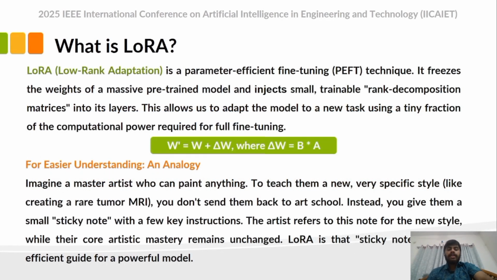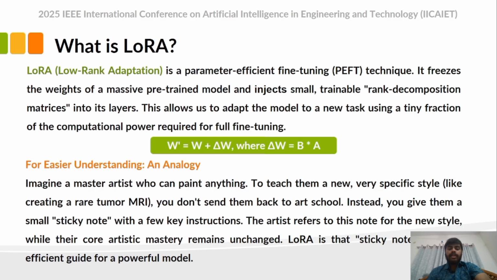So how did we create high quality data without needing a supercomputer? The answer is a technique called LoRA. Training a huge AI model from the beginning is very expensive and slow. LoRA gives us a much more efficient way. Instead of retraining the entire model, it just adds very small trainable parts to it.